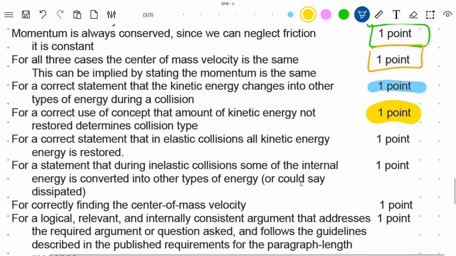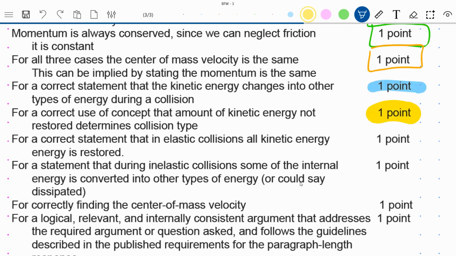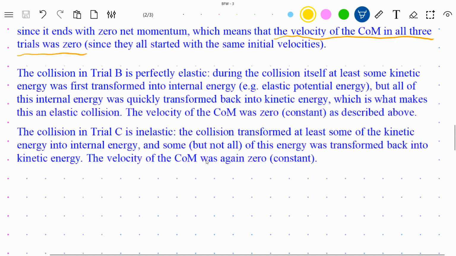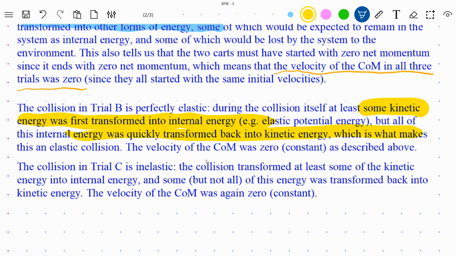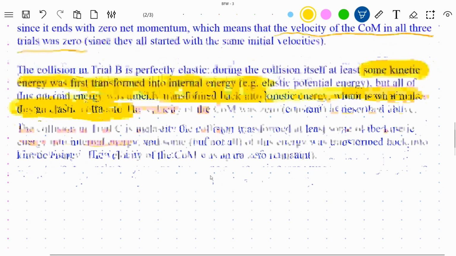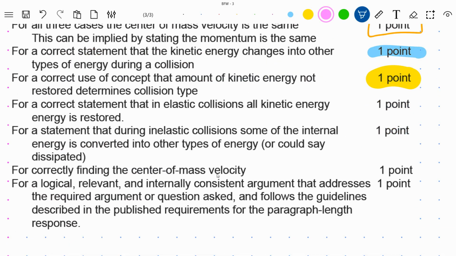Okay, next point. 1 point for a correct use of the concept that the amount of kinetic energy not restored determines the collision type. So we were asked to classify the 3 collisions. We're going to have to perform that classification based on what happened to the kinetic energy. And of course, I did that in each of the 3 trials, so I'll just call it out in any one of them to illustrate that that point was earned. Some kinetic energy was transformed, right here. This is a good example. So some kinetic energy was transformed, etc., but then it all quickly transformed back, which is what makes this an elastic collision. So I'm classifying the collision based upon what happened to the kinetic energy. Earns that point.